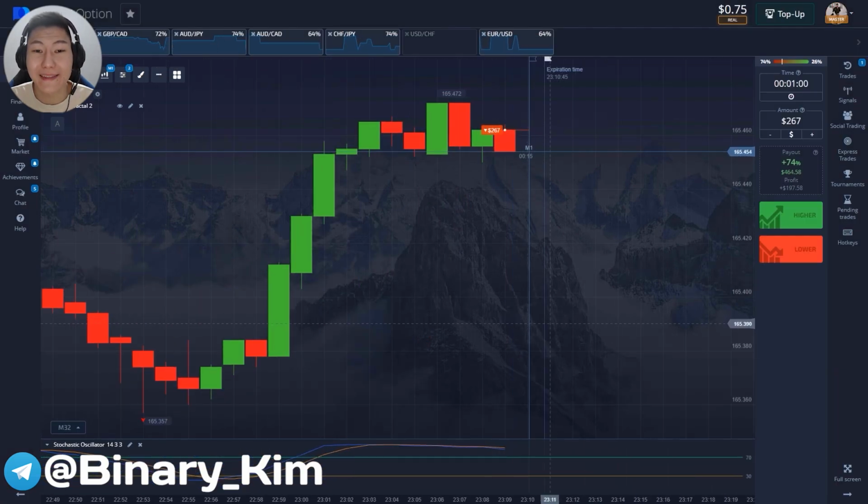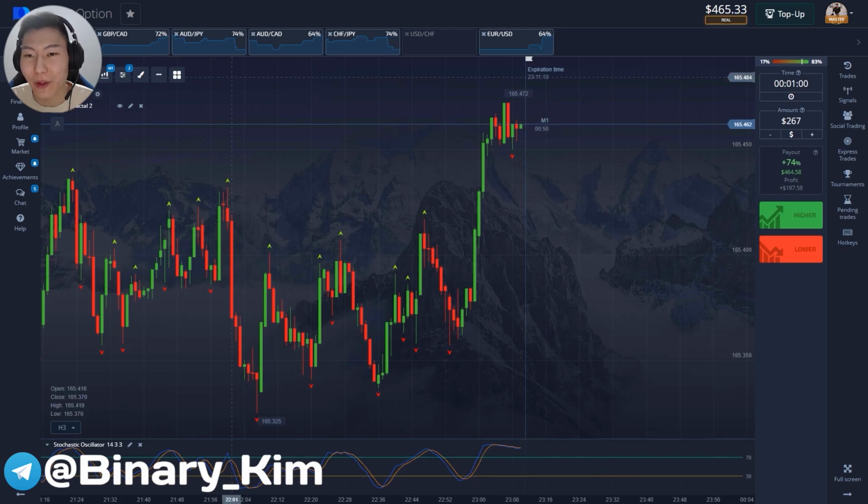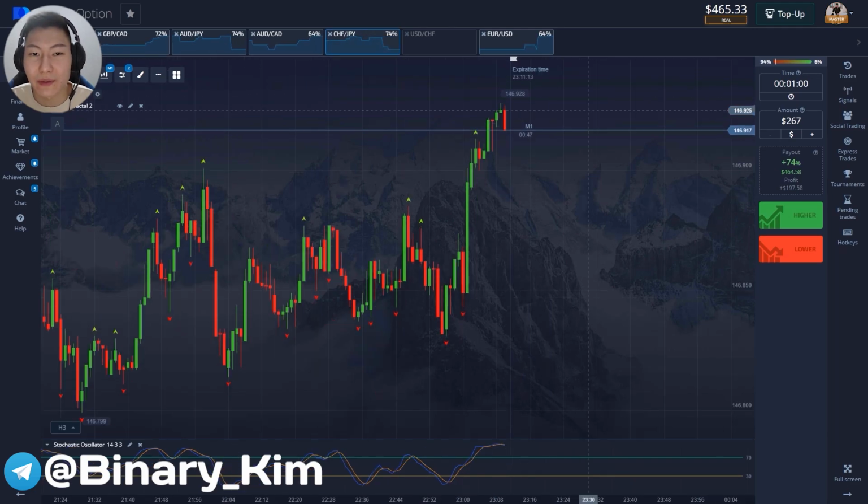And yes, the price is going down exactly as we expected. We need the candle to expire as low as possible, and let's wait. And the position has been closed in profit. We got almost $500 on the balance. Let's continue the trading session, and of course we update the trade amount.